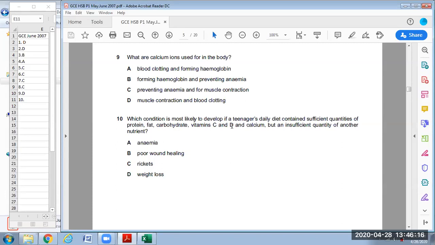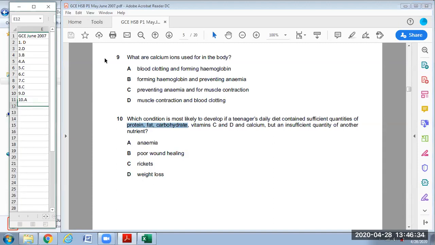Well, you're not getting rickets because you have vitamin D. You won't get weight loss because you have protein, fats, and carbohydrate, but I'm not seeing iron. Iron is responsible for preventing anemia. Vitamin C prevents... I have A. Yes, so it's A as well. Good. So next reader.